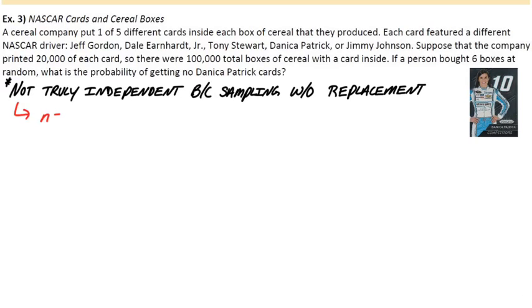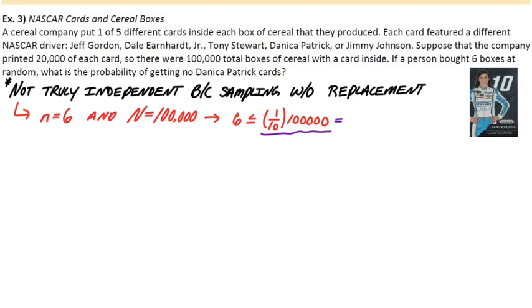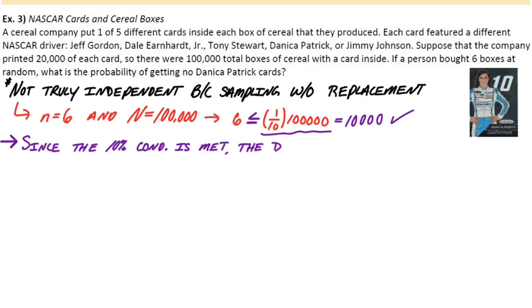But if you compare the sample size, 6 boxes of cereal, to the population size of 100,000 boxes of cereal, you'll notice that 6 is way below 10% of the population. 10% of the population would be 10,000. So never fear. I know it's not truly independent, but the 10% condition works for this case. So we can say since the 10% condition is met, the distribution is approximately binomial. In other words, they're pretty close to being truly independent, even though they're not quite. And we're going to see just how close they come here.